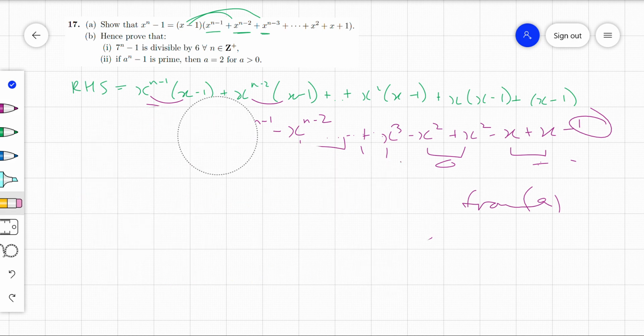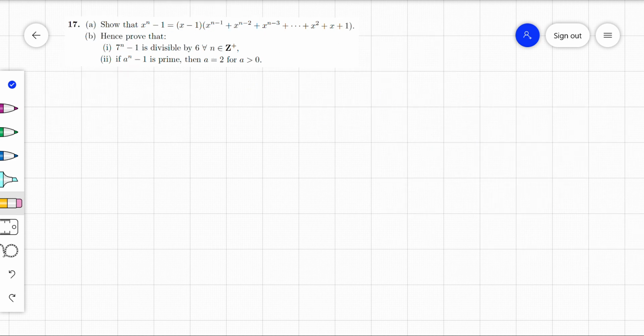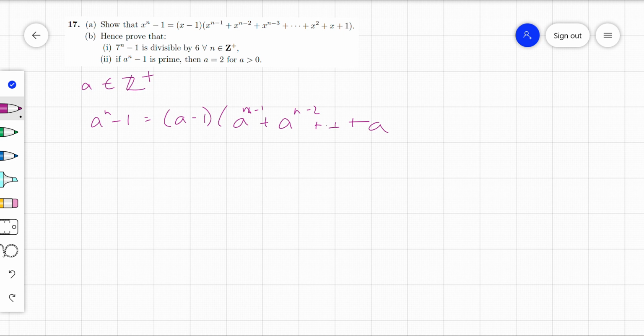So let's look at a to the n minus 1. So what do we have here? Let's assume firstly that, because you could probably think of something that would make this false unless we say a is a positive integer. So let's say a has to be a positive integer. Otherwise we could have a equal to minus 2. Anyway, so let's consider a to the n minus 1. So we know from part A we can expand it: a minus 1 times a to the n minus 1, a to the n minus 2, dot, dot, dot, a squared, a, and 1 there.